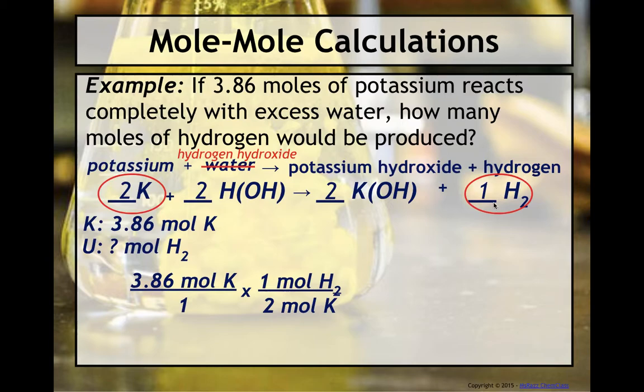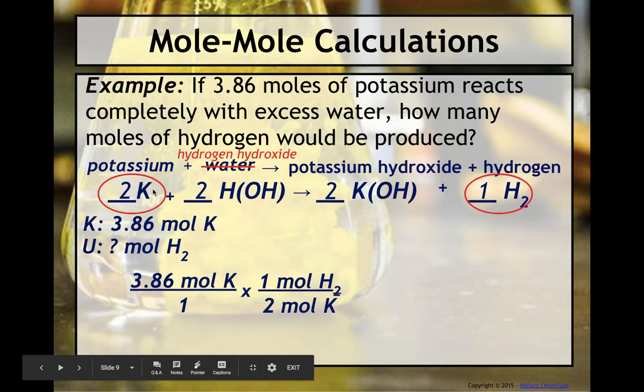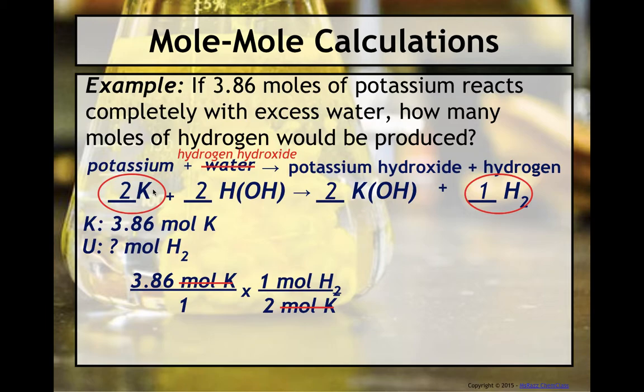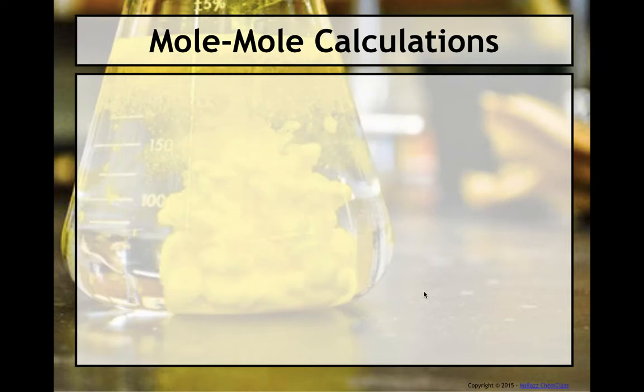So how many moles do I have in the equation? Between 1, and then for potassium, how many moles do I have here? 2. Okay? That nicely cancels out moles of potassium. And then it's just, what's the calculation? It's just 3.86 divided by 2. Gives us 1.93 moles of hydrogen gas.